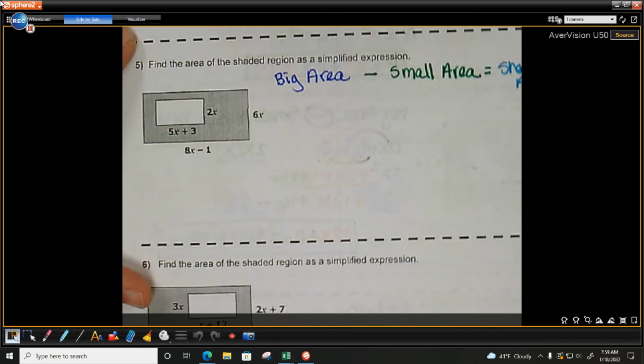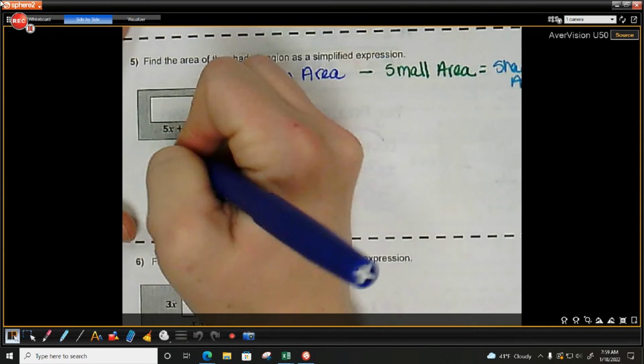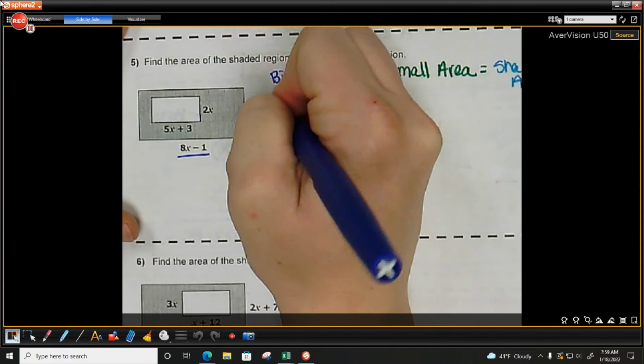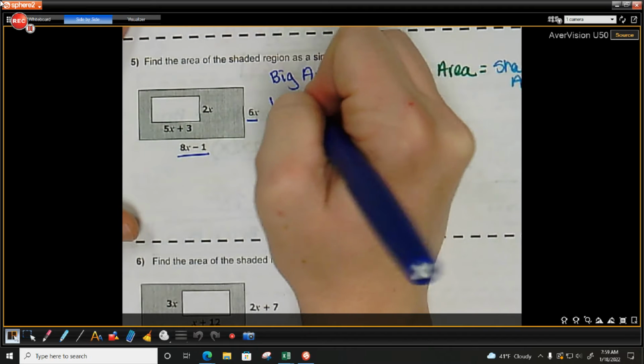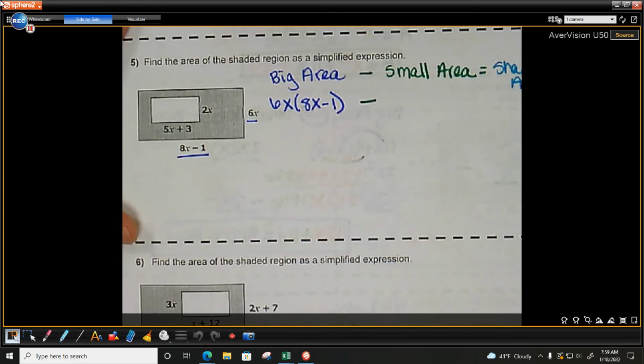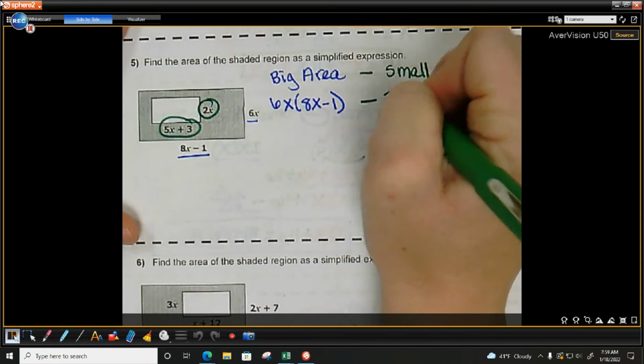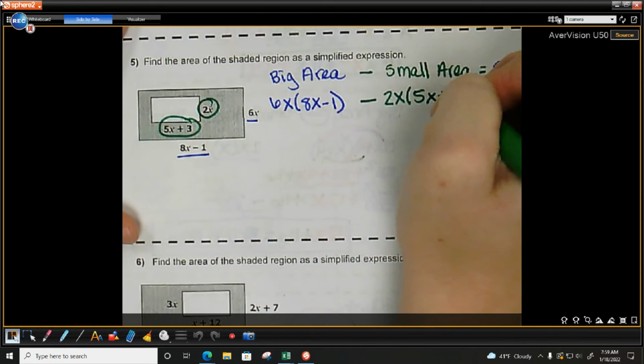Okay, how am I going to find the big area, guys? Multiply what? Very good, and I'm going to put my 6x first. 6x times 8x minus 1. Drop down your minus. How am I going to find the area of the small? 2x times 5x plus 3.